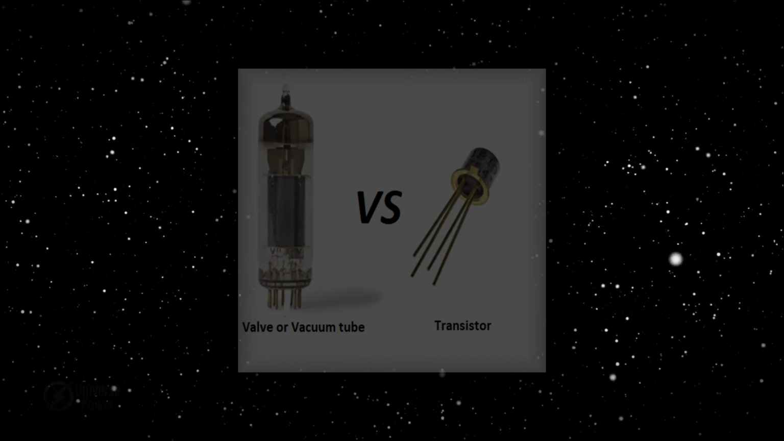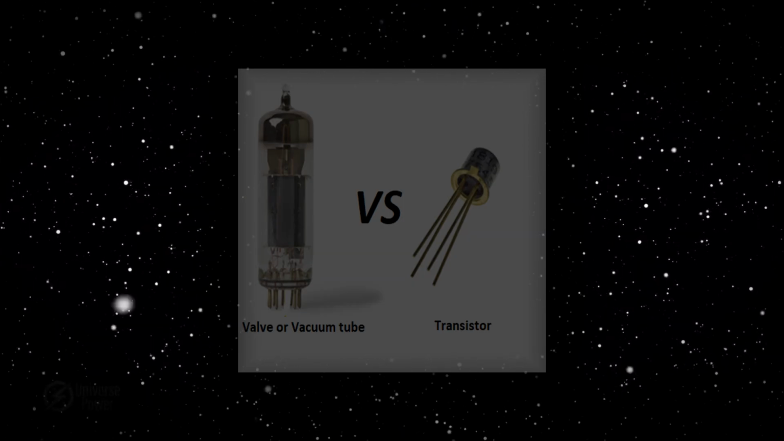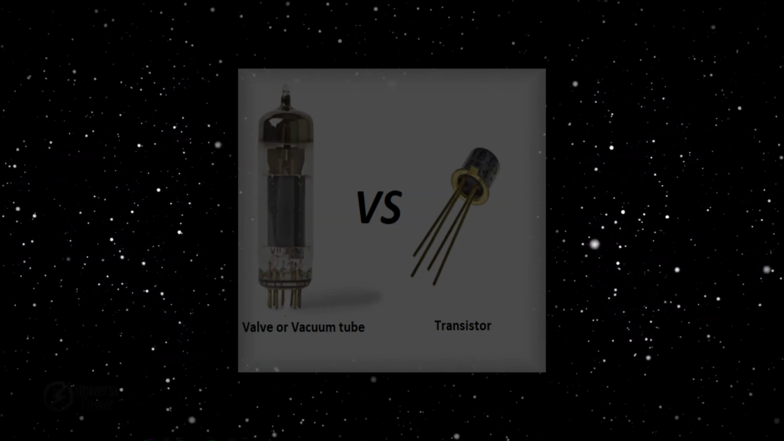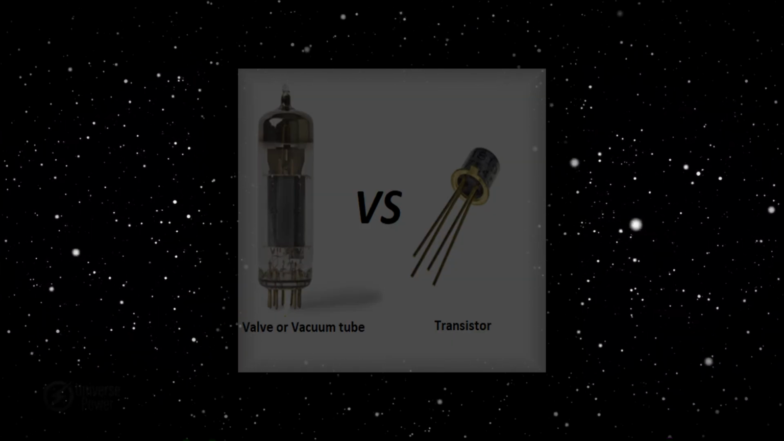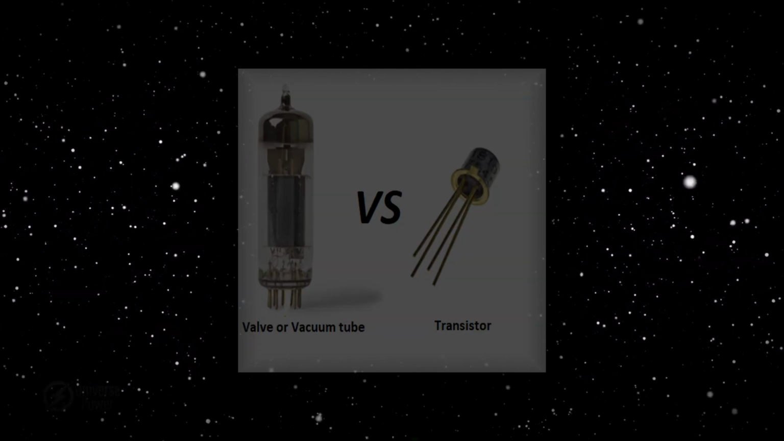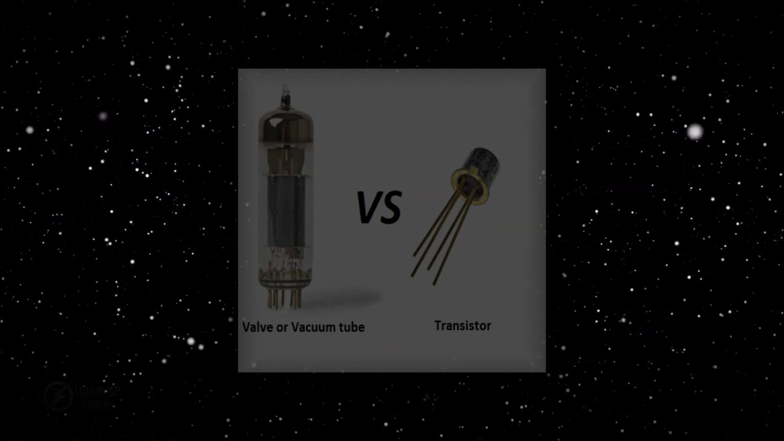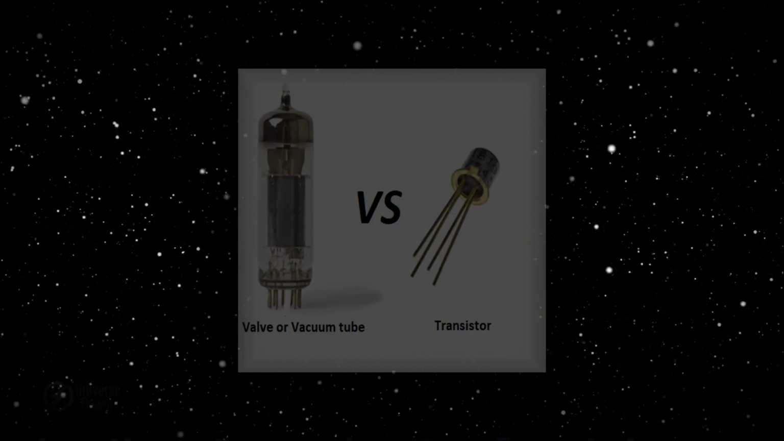With transistors, reliability soared. By the 1950s, transistors began replacing tubes in radios, calculators, and eventually computers. This single invention launched the miniaturization of electronics, leading directly to integrated circuits and microprocessors. Without the transistor, modern computing simply would not exist.